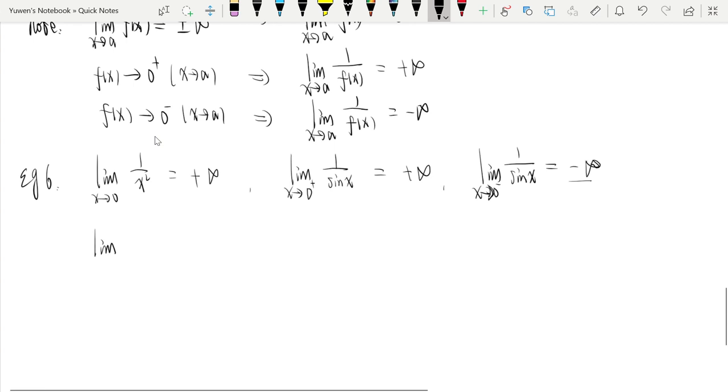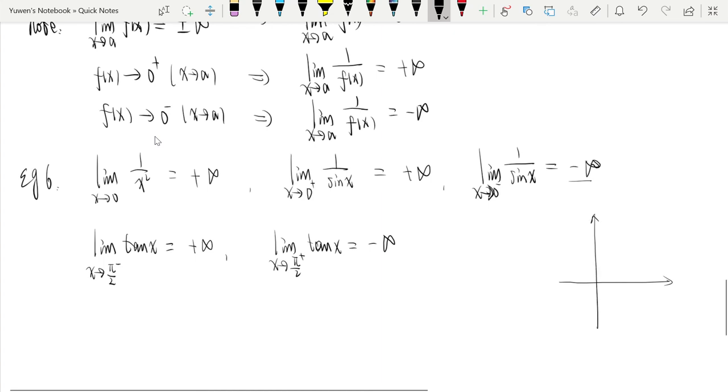And when x tends to pi over 2 from the left, tan x is positive infinity. And when x tends to pi over 2 from the right, tan x equals negative infinity. Because tan x is sine x over cosine x. When x tends to pi over 2, cosine x tends to 0. But if x is greater than pi over 2, cosine x is negative. When x is less than pi over 2, it is positive.